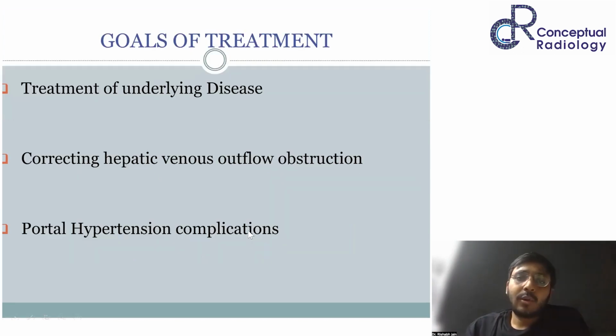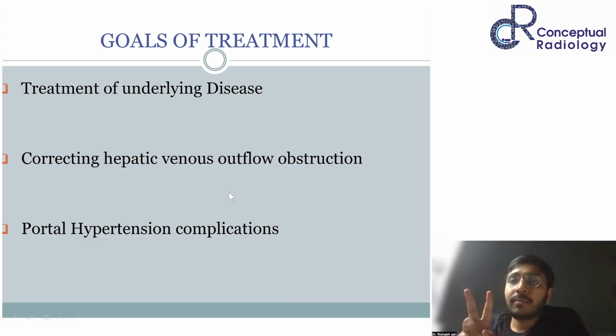Now, goals of the treatment is treatment of the underlying disease. So if the patient has a procoagulant state, a myeloproliferative disease, you treat that. Second is correcting of hepatic venous outflow obstruction. Now this second point can either be done by angioplasty.